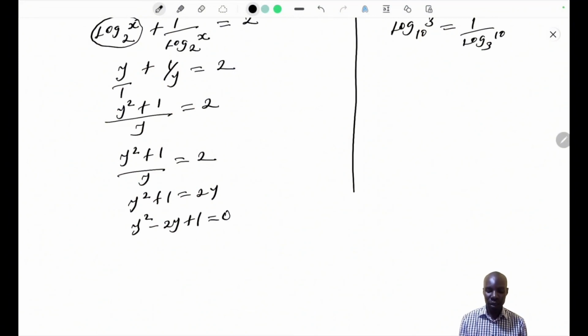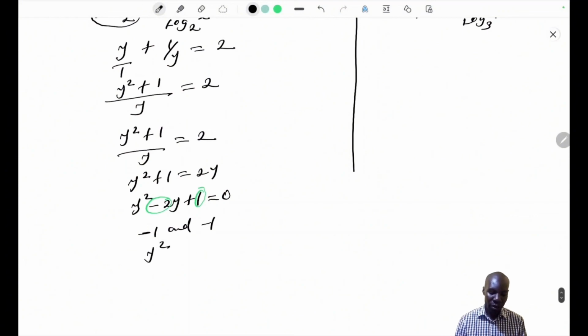Then this is a quadratic equation that can be solved using the factorization method. So we are supposed to look for two numbers that if you multiply give you positive 1, and if you add give you negative 2. Two numbers that multiply to positive 1 and add to negative 2 are minus 1 and minus 1. So we'll have y squared minus y minus y plus 1 equal to 0.